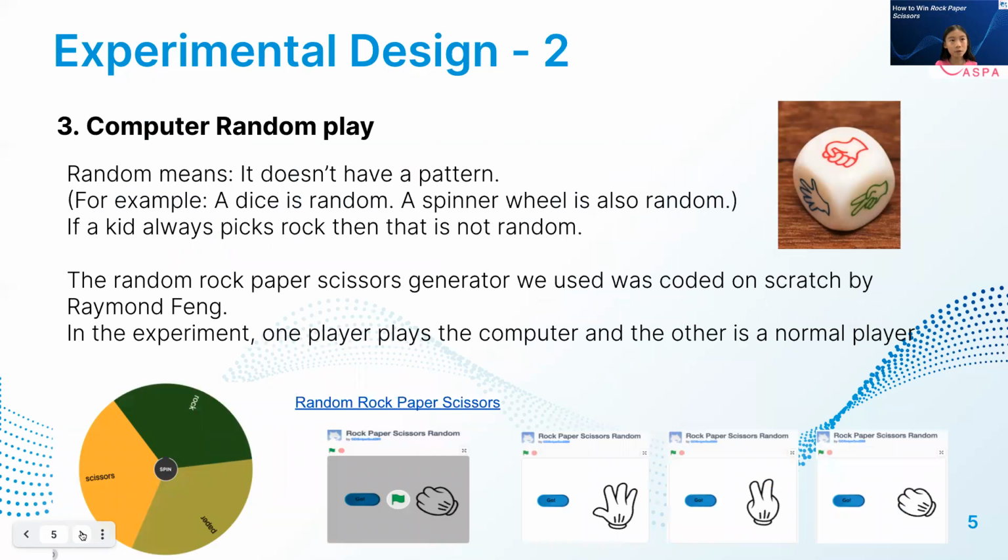Now I'm gonna introduce you to computer random play. Random means it doesn't have a pattern. So the dice is random and the spinner wheel is also random. If a kid always picks rock, then that is not random. The random rock, paper, scissors generator we used was coded on Scratch by Raymond Feng. In the experiment, one player plays the computer and the other is a normal player. So the generator works when you press the go button and then it'll show a random gesture.